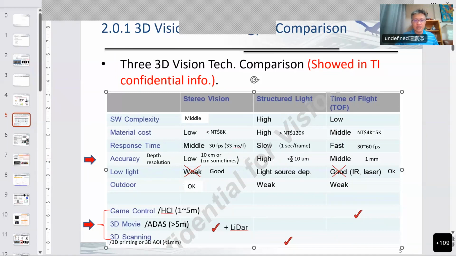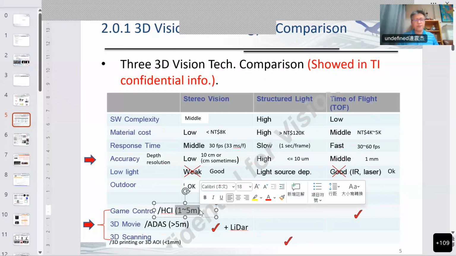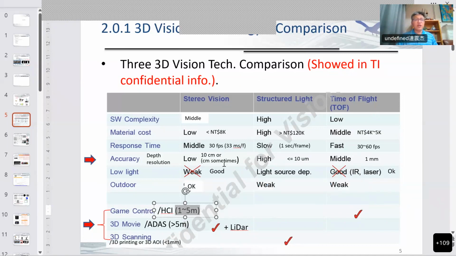But for the accuracy, the structural light accuracy is very high. What we did is around 10 micrometers with structural light. And time of flight, I think, is good for games. We do human body gesture recognition, so time of flight is good for that. It's between 1 to 5 meters. So I feel time of flight is good for human computer interaction at around 1 to 5 meters. And stereo can do near distance and longer distance, even 100 meters.